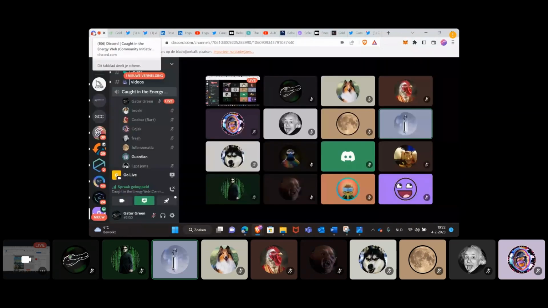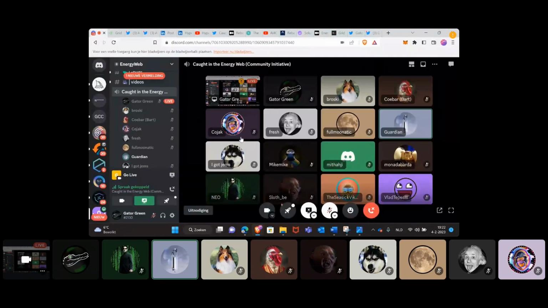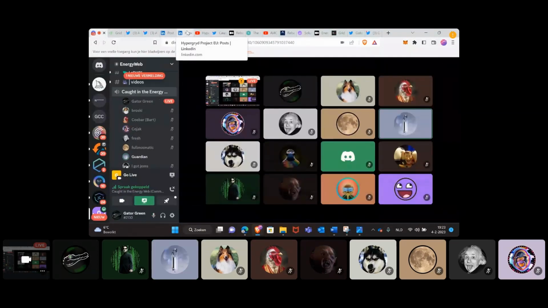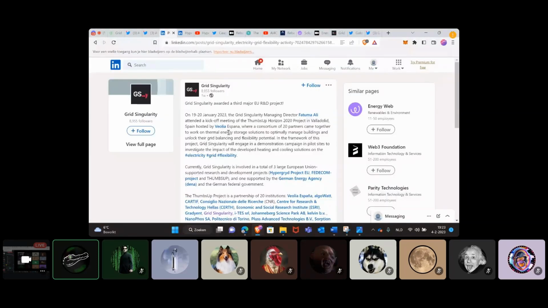I think the project Thumbs Up is mentioned on that LinkedIn post here, right? This is a post that's 1 week old. Basically what it says is that there was a kickoff meeting of the Thumbs Up Horizon 2020 project in Valladolid, Spain. I don't know how to pronounce that, but it was hosted by Veolia. Last week I had this German word which came out fluently, but Valladolid, no, that's not working out for me.